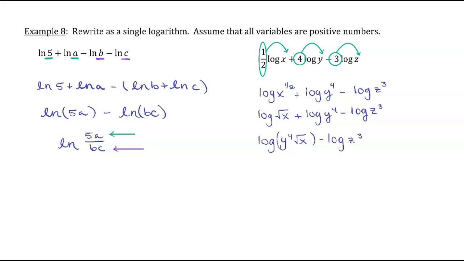And using the quotient rule, we can combine this into a single logarithm. We have log base 10 of y to the 4th times the square root of x divided by z to the 3rd. Now let's do the same process in reverse.